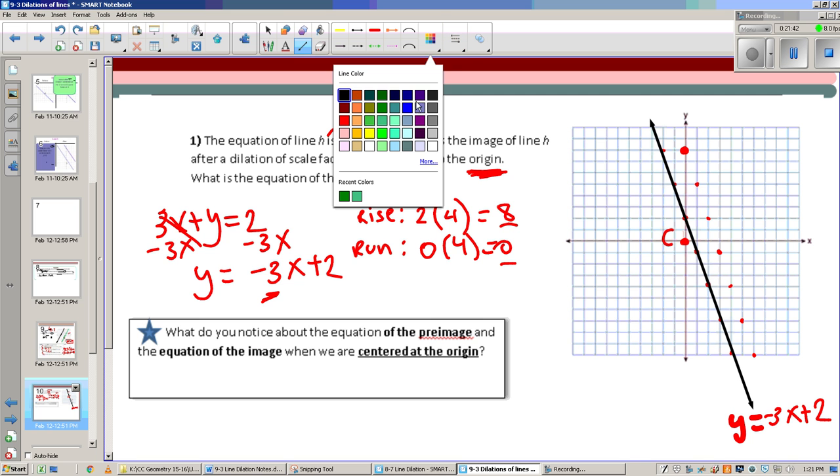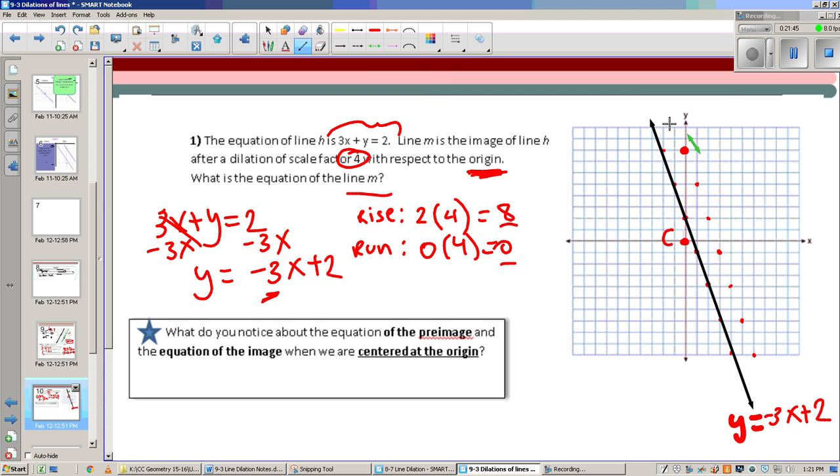Let's see if I can do another color here.